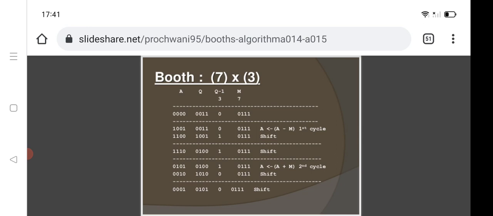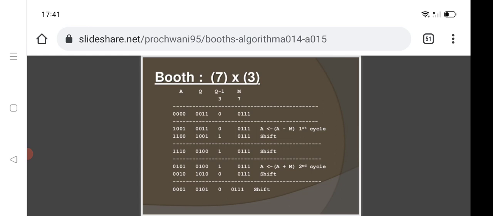Next, what happens? I am doing 7 into 3. 7 is nothing but your multiplicand, and 3 is nothing but your multiplier. So the multiplicand should be there in the M register, and the multiplier should be there in the Q register. So what is my multiplicand? 7. The 7 value should be there in my M register. So the M value will become 0, 1, 1, 1. The binary representation of 7 is 111, so that is why it is 0, 1, 1, 1.